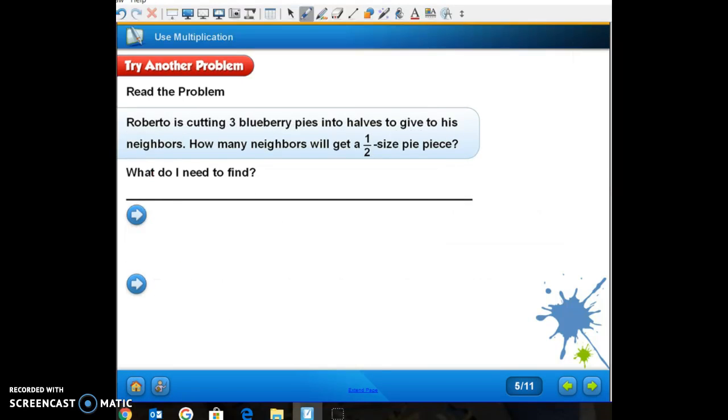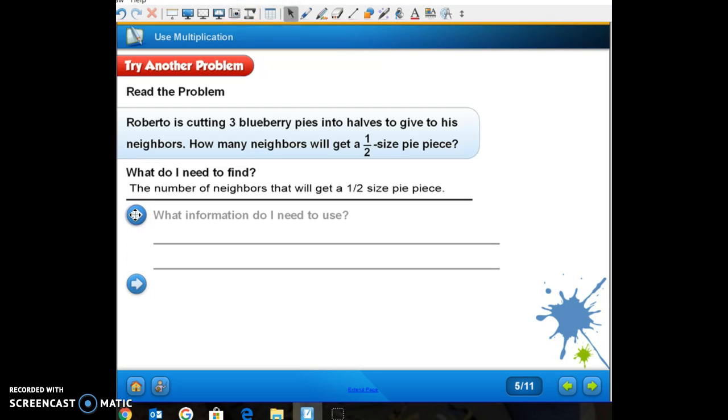Now we're moving on to page 344. Try another problem. Roberto is cutting 3 blueberry pies into halves to give to his neighbors. How many neighbors will get a 1/2 size pie piece? What do you need to find? The number of neighbors that will get a 1/2 size pie piece.